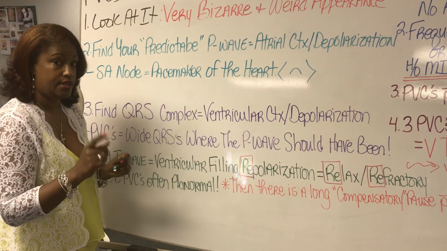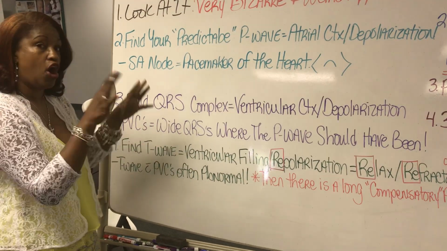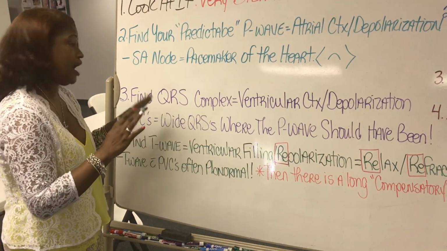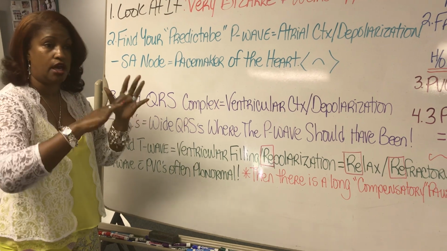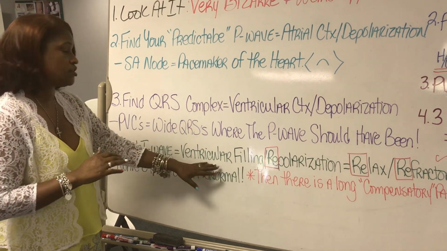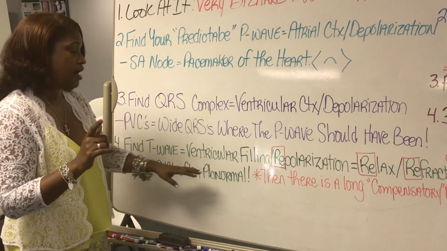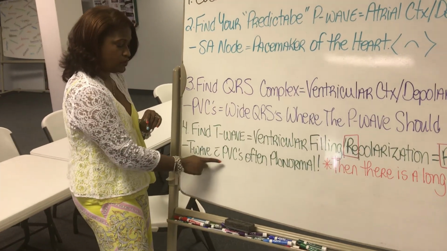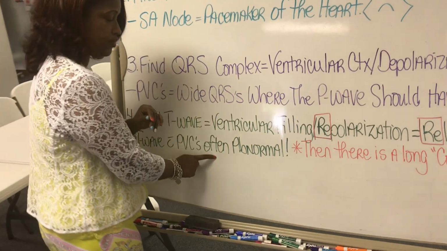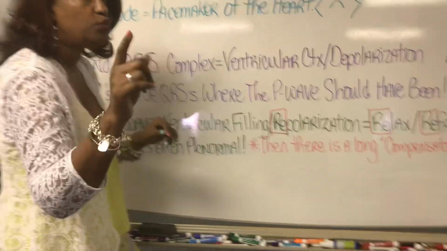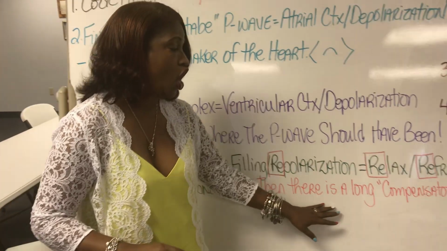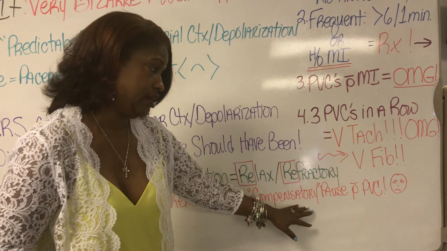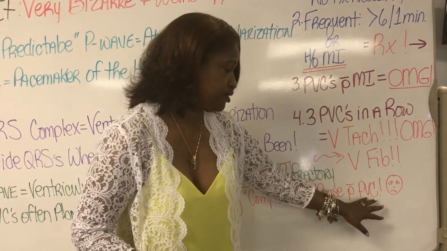Following a PVC, the T wave is all up on top of the QRS, the QRS that's so wide. It's like an extra hump. And so this is all jacked up. You feeling me? Now, you will find this T wave with this PVC, like we said, often abnormal. You will find a long compensatory pause after the PVC.